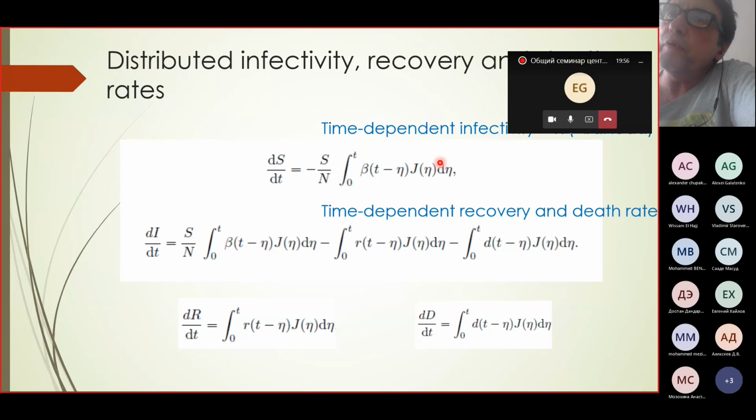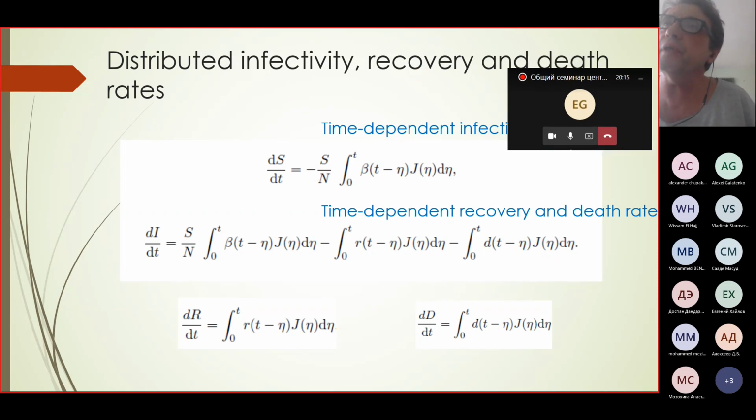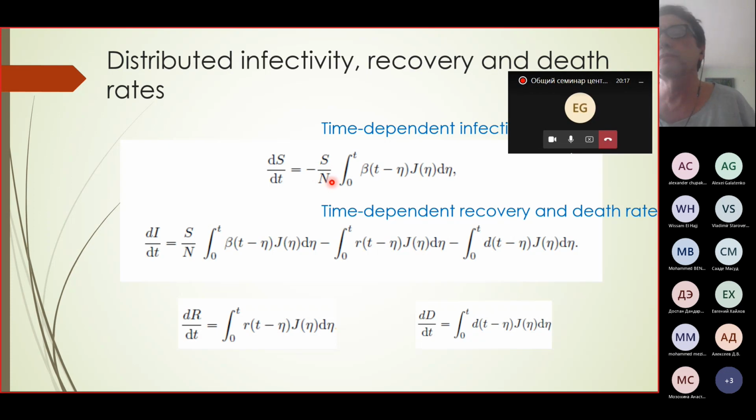So this is how the number of susceptible changes, the number of infected. We have the same term here, then the number of recovered and the number of dead. This is now our complete model, what we call the model with distributed infectivity, recovery, and death rates.